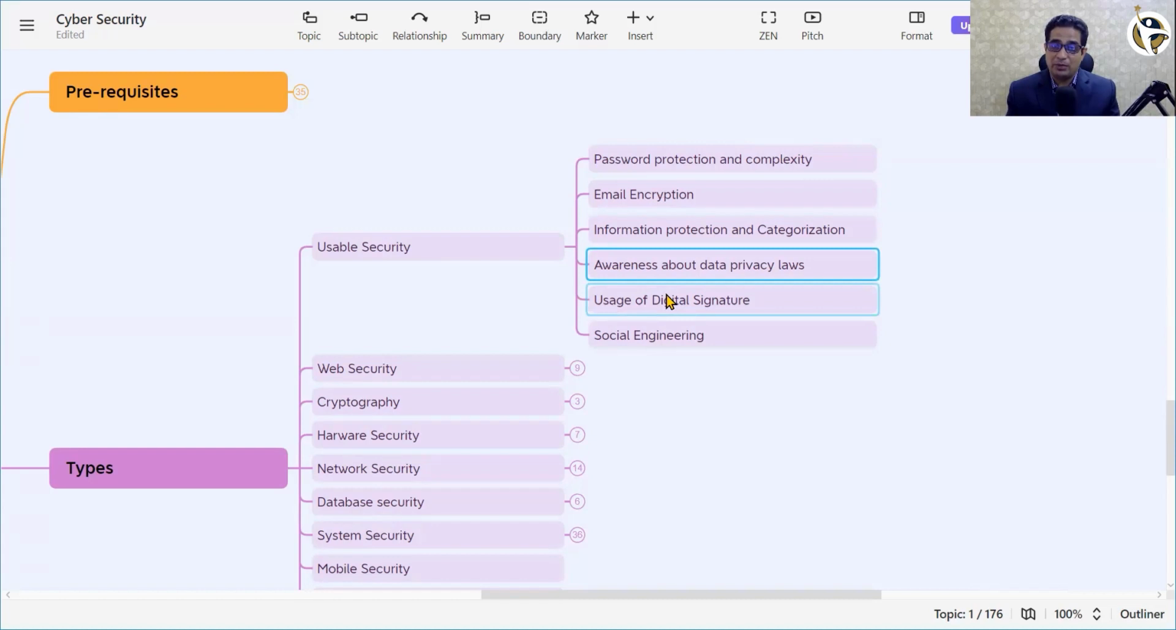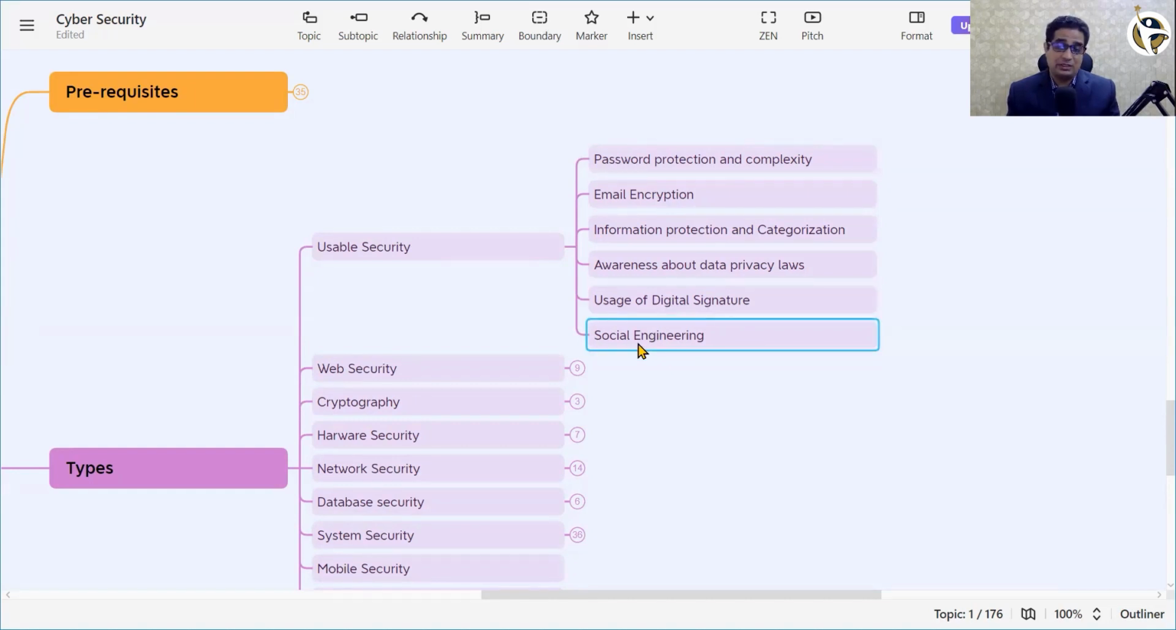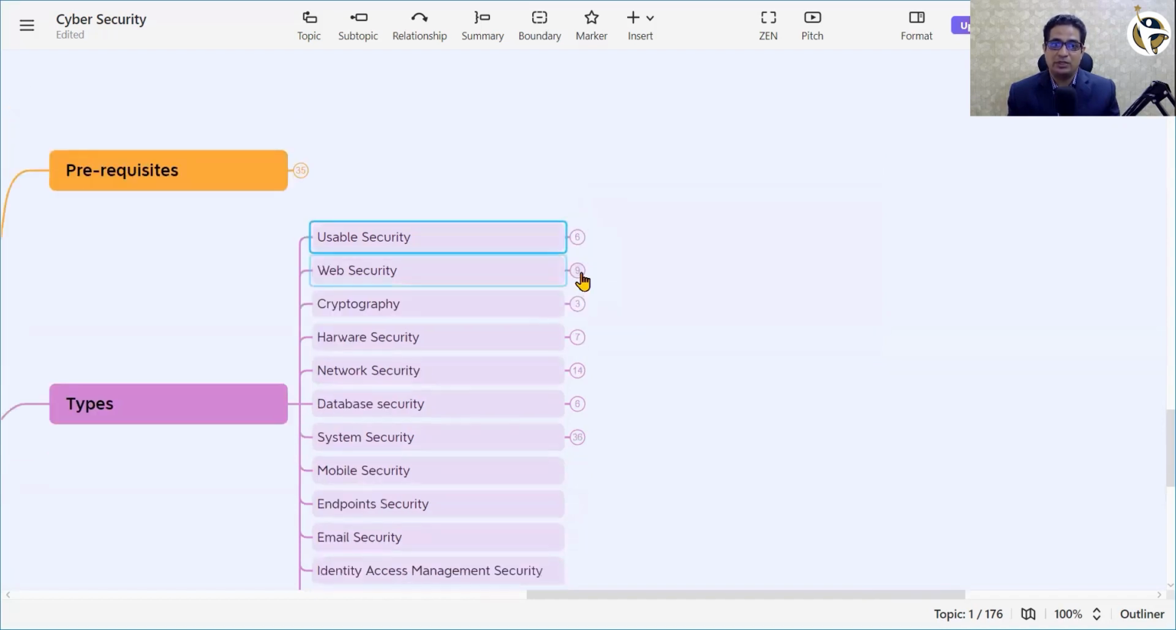Awareness about data privacy laws that we saw a few minutes back. Then usage of digital signatures. It is good to use digital signatures nowadays. Even in government offices, digital signatures are becoming very popular. And social engineering, that is very important. When you interact with people, many times people fetch out your information. So you need to create that awareness about social engineering as part of your cybersecurity career.